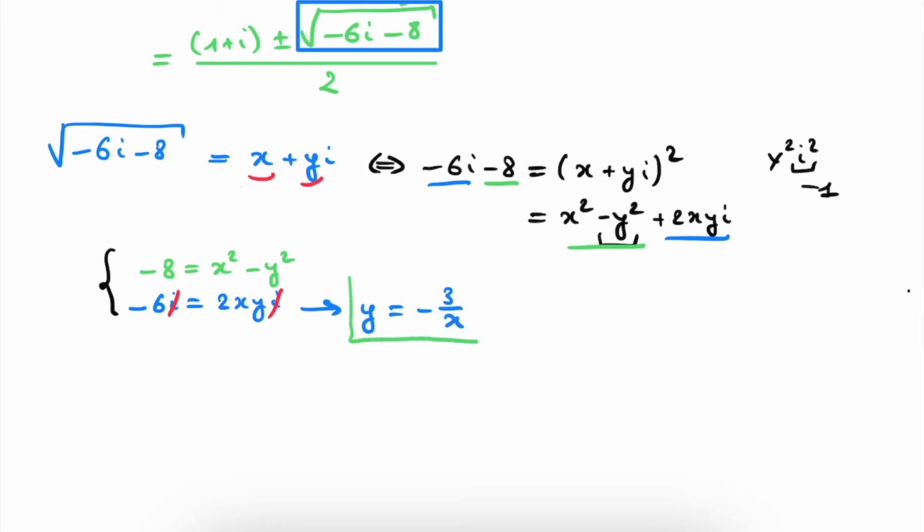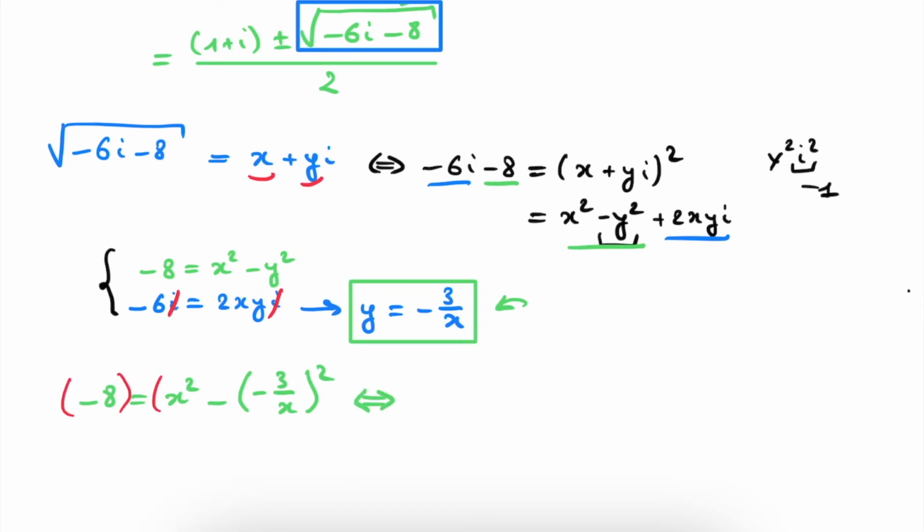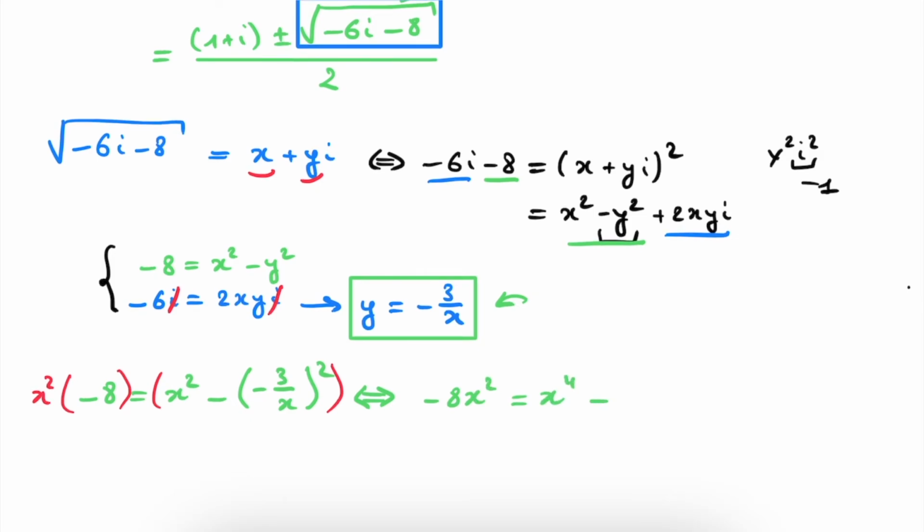And this we will use later on when we found a value for x. And this value for x is found by looking at this equation. So we have minus 8 is equal to x squared minus y squared, but y is simply minus 3 over x. So we have minus 3 over x squared, which we can rewrite by multiplying both sides of the equality sign by x squared. We get the following equation. We get minus 8 times x squared is equal to x to the power of 4 minus 9.